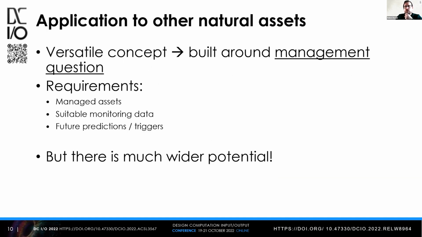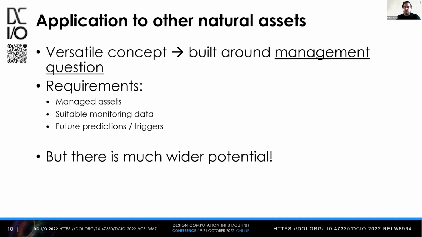You could also apply this concept, in my opinion, to other natural assets. It's a versatile concept as it is built around that management question. There are a few requirements. It needs to be a managed asset, a managed natural asset. You need to have suitable monitoring data. Now, as I said before, that doesn't have to be real time in the sense of 10 hertz, but it needs to match with the timescales that you're looking at in terms of your management. And of course, there needs to be an element of future predictions versus a trigger that triggers some action.